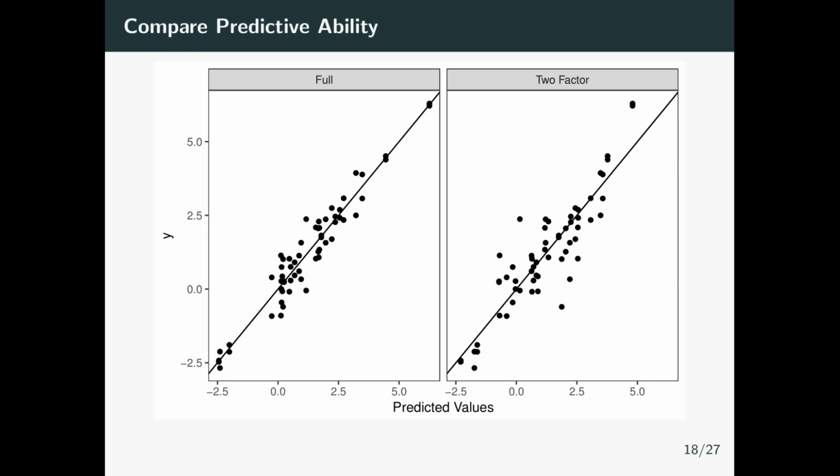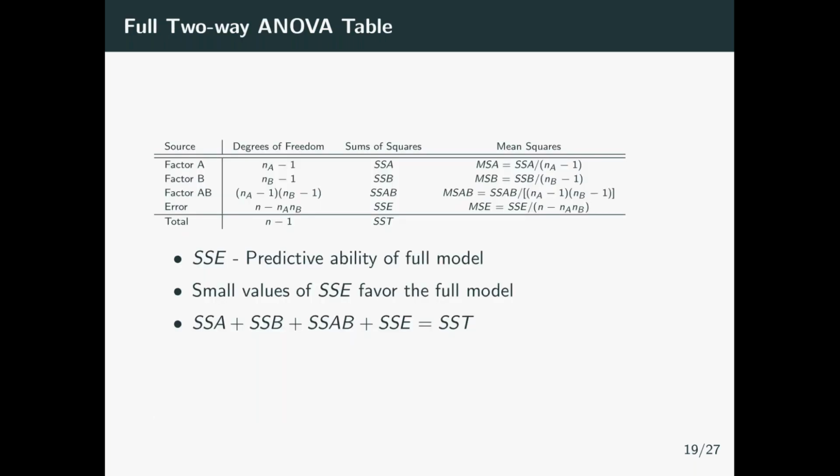We can make our same look at the predictive ability of the two-factor model versus the full model. I would say here the full model appears to give better predictive ability, but it's not perfectly clear from this comparison, to me at least. It looks better, but it's not obviously so. The full two-way ANOVA table, again, gives us a way to quantify that increase in predictive ability.